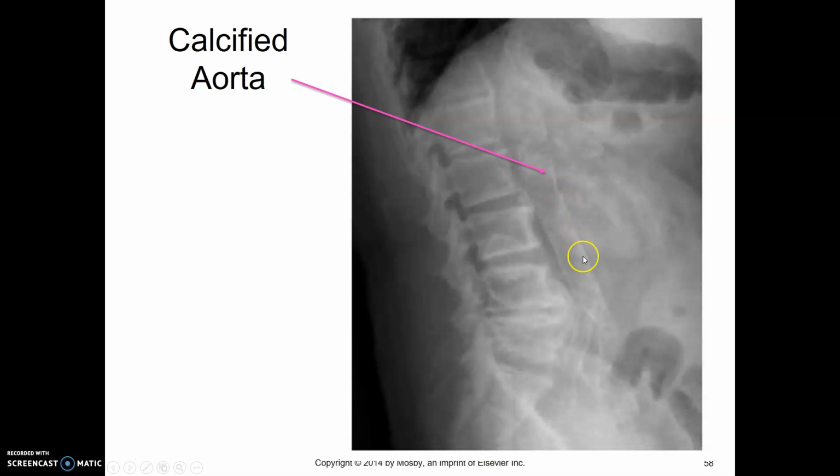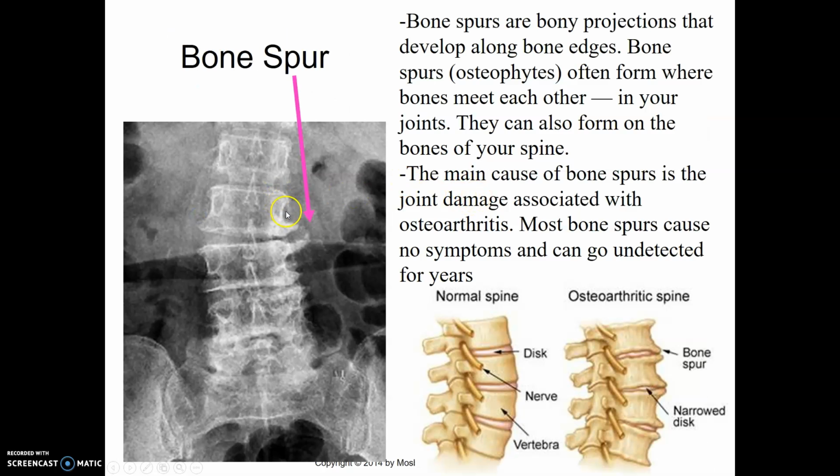This is what a calcified aorta looks like. You can see that thickening there. Bone spur, these little hooks here on the sides. Ouch, that just looks so painful for me. But it's bone that has developed, and it can be very pointy and it can be very damaging.